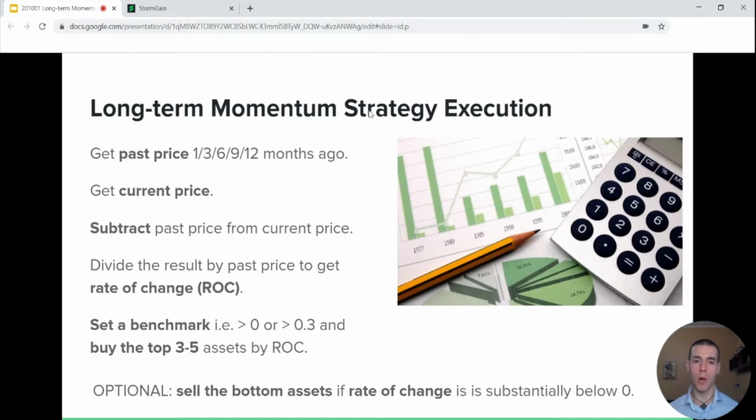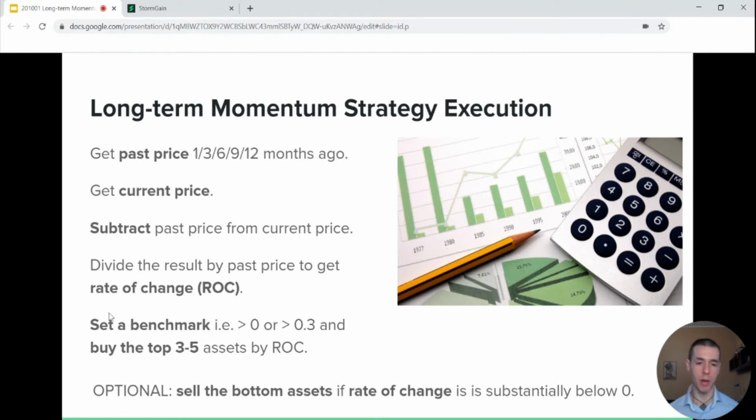So here's how the actual strategy can be executed in the simple calculation that is involved. You get the past price from 1 up to 12 months ago, depending on the time horizon that you would like to use for your own strategy. You get the current price, you subtract the past price from the current price, and then you divide the result by the past price to get the rate of change, or for short, ROC.